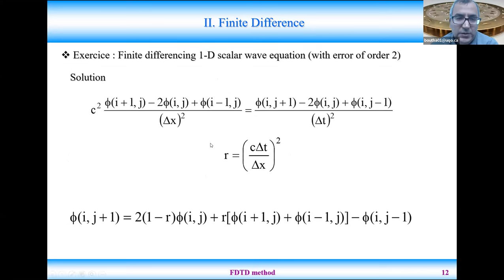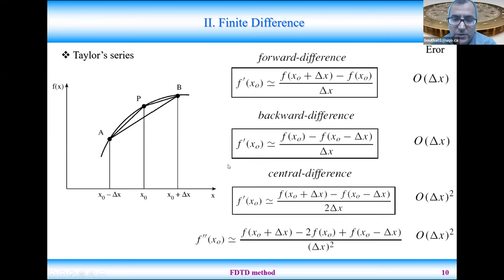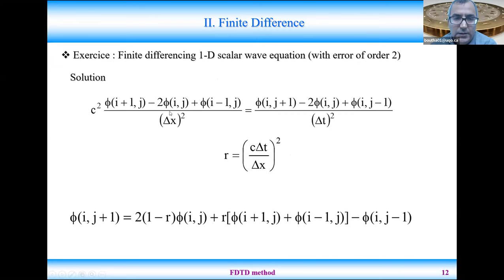So what we do, we replace the previous equation here, this one. We use a discretization that we see here, and we use that equation that we see here, central difference, for the second derivative. And from that, we got this equation. So this relation here and this relation here. And we can use this simplification, this change of variable, r equals c delta t over delta x squared.